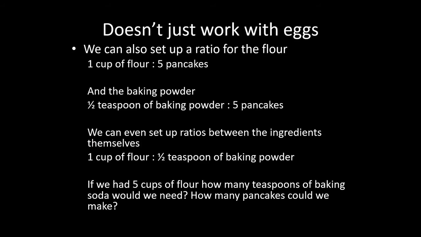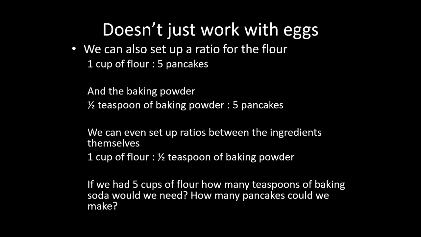So these ratios are everywhere in the recipe. So there is a ratio between the flour and the pancakes, and that's for every 1 cup of flour, you get 5 pancakes, and it's also there in the baking powder. For every ½ teaspoon of baking powder, you get 5 pancakes. And again, we're still having to assume that we have enough of everything else, but making that assumption, there are ratios between every ingredient and the product, the pancakes. But not only that, there are ratios between the ingredients as well.